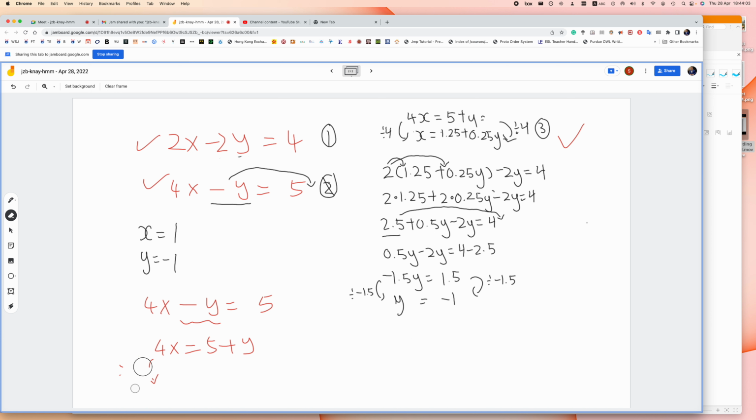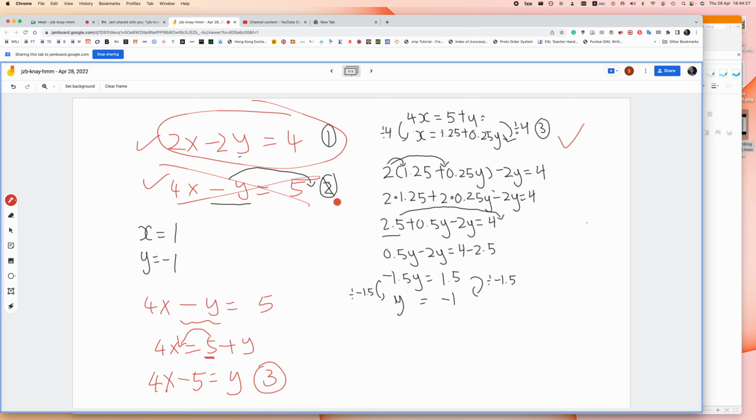What if I move the 5 over here? So I will get 4x minus 5 equals y. So this is my 3. And then see what I will end up with. Since I have converted this, I don't have to care about this anymore. So all I need to focus on is this one. So I am going to put my y into the 1.